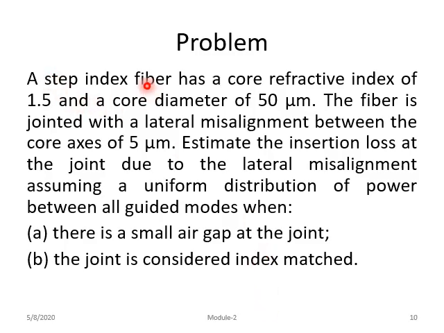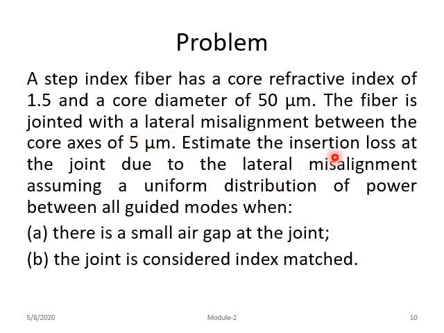A step index fiber has a core refractive index n1 equal to 1.5. Keep this in mind. The core diameter d is equal to 50 micrometer, so I need a as per the previous equations. a is nothing but the radius, which is 25 micrometer. The fiber is jointed with lateral misalignment between the two core axes of 5 micrometer, so y is 5 micrometer. Estimate the insertion loss.